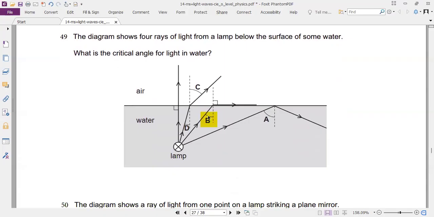So critical angle has to be B. It is not A because at A, TIR is taking place. That means critical angle has already been met. At B, it is not TIR, but it is making 90 degrees. Remember the definition of TIR: when the angle of incidence is greater than the critical angle, then TIR takes place. It is not TIR. It is just a refracted ray which is making 90 degrees with the normal, and it is meeting the specification of the critical angle definition.